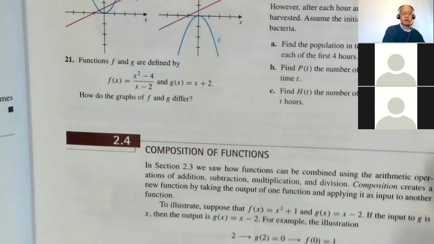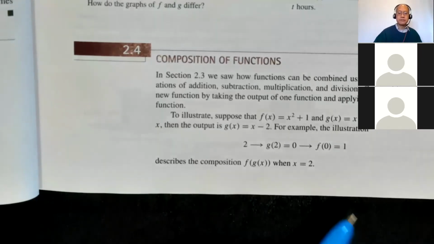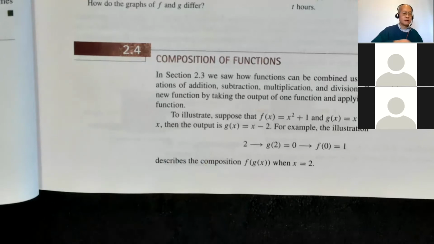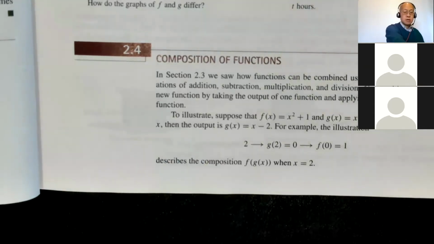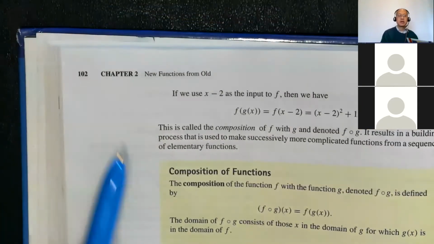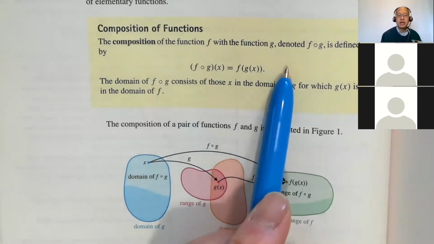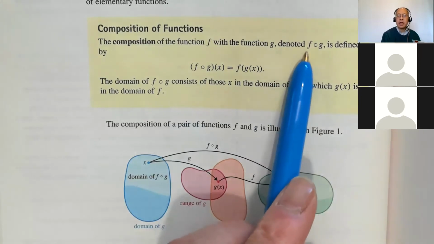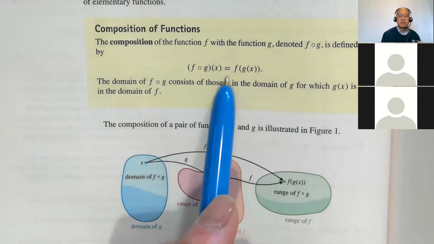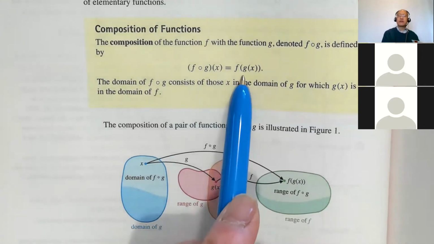So 2.4 is a much more difficult topic: composition of functions. A function of a function, f of g of x, for instance. Composition of functions, page 102. F of g of x, it looks like fog almost. F circle g of x means f of g of x. It's a function of a function.